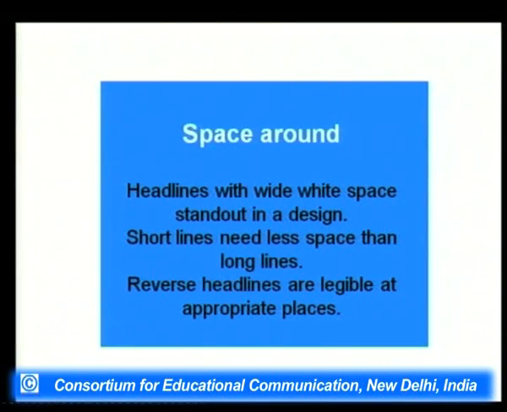Space around the headline. The headline should get enough space to stand out, to be identified. A line with wide white space stands out in the design. Short lines need less space than long lines. Reverse lines are legible at appropriate places. For example, take the headline space around of the slide. It is a reverse headline, so it can stand out.